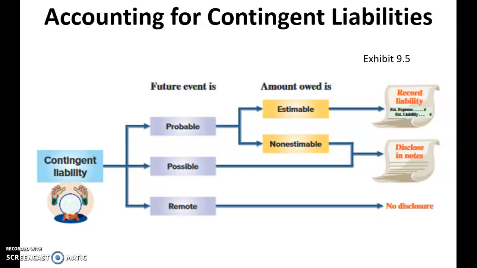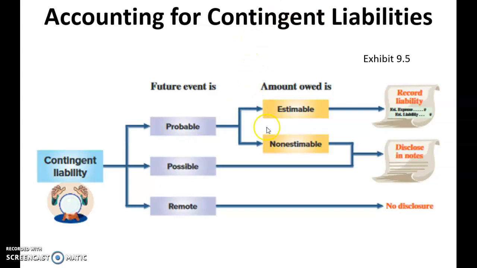Accounting for contingent liabilities depends on the likelihood that the future event will occur and also depends on whether it's possible to estimate the future amount owed if this event does occur. So the likelihood that the future event will occur is either probable, just possible, or a remote likelihood that the event will occur. We can either estimate the amount that will be owed if the event occurs, or it is simply not estimable. There's just not enough information to be able to estimate the liability.